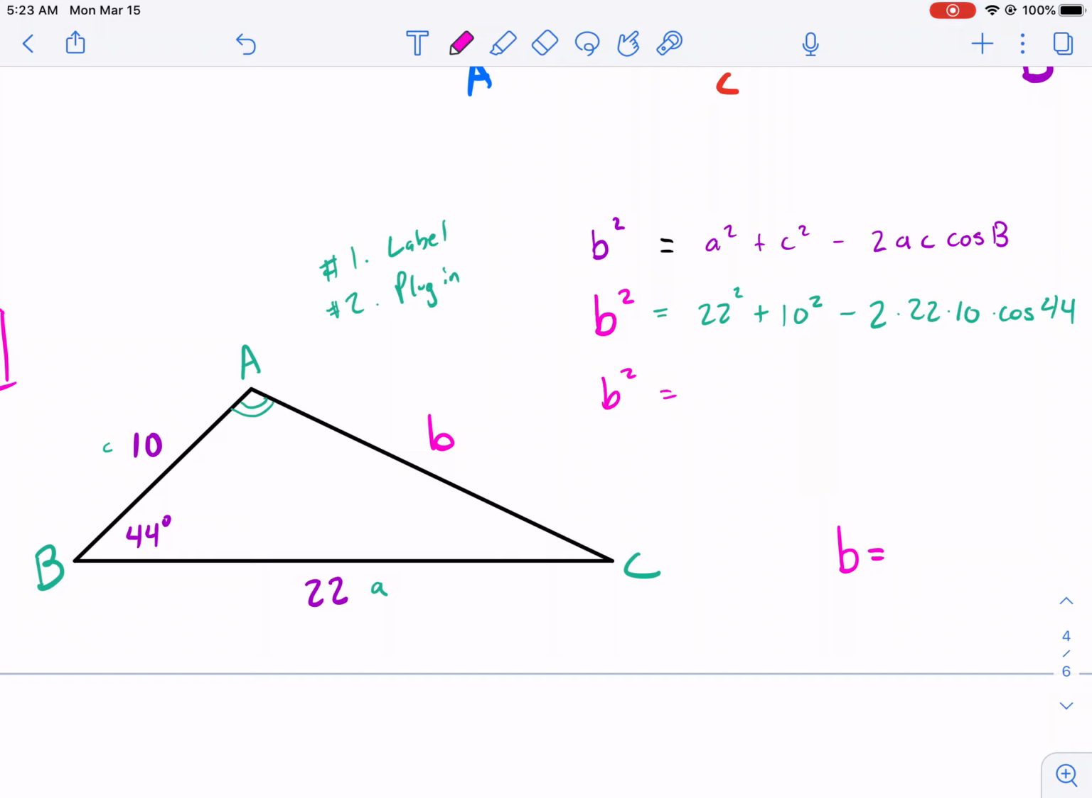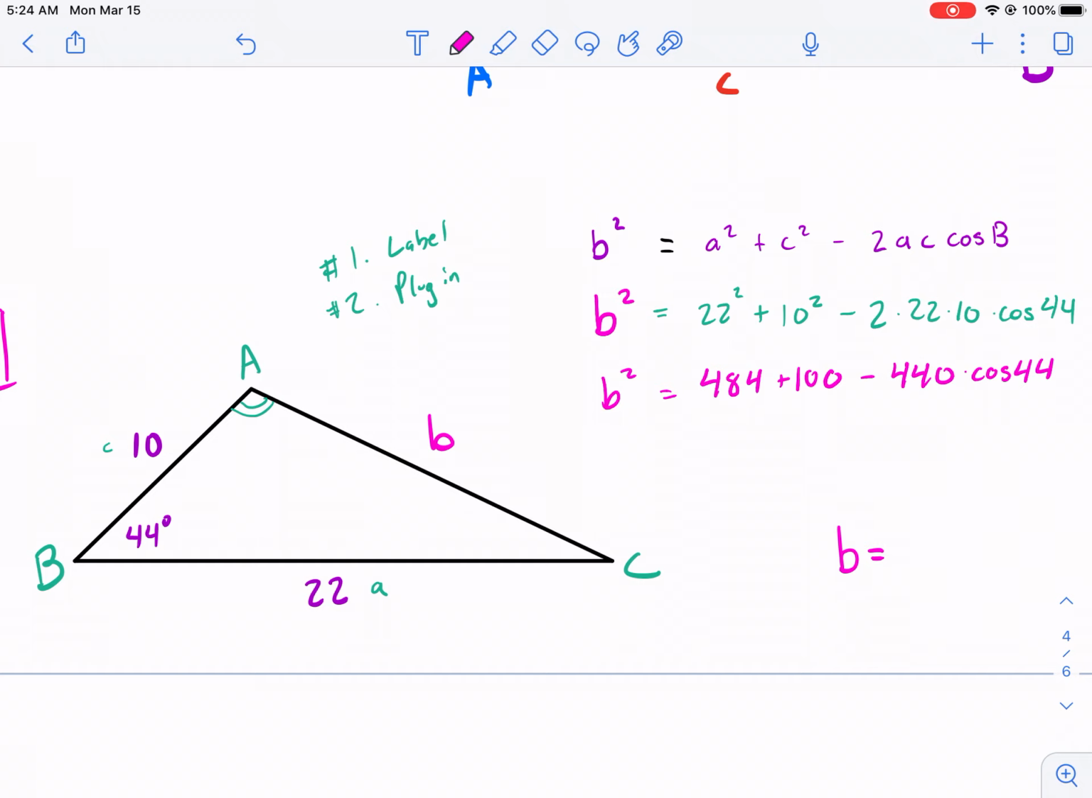All right, so I'm gonna simplify this step by step just so you can see everything I'm doing here. You can maybe hear my calculator getting locked into place. So I have 22 squared. That gives me 484. I know that's 100. Minus 22 times 10 is 220. Times 2 is going to be 440. Times cosine of 44. I'm not typing that in yet because I like to do it all at once.